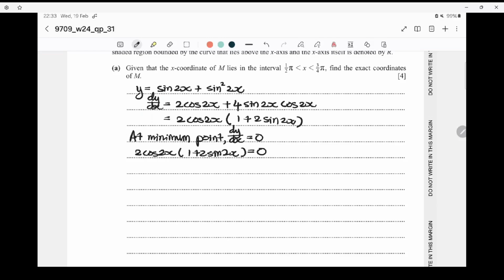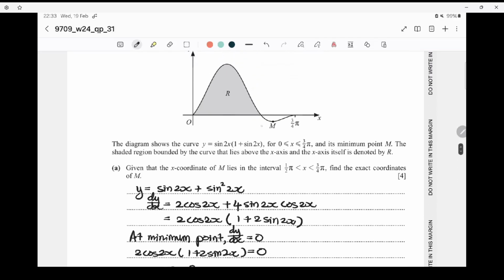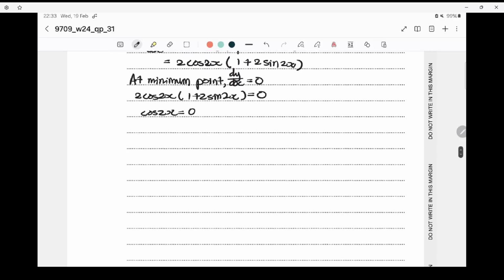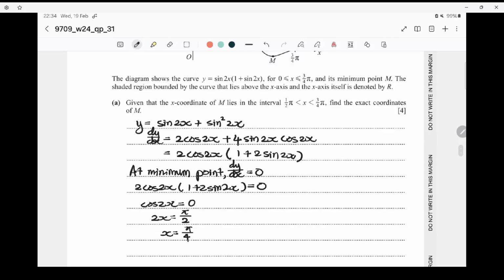So you study these 2 terms. Either cos 2x equals 0. So what are the possible solutions? Essentially, because the domain that you want to study is up to 3 pi over 4, basically for your cos 2x, the only possible solution is 2x equals pi over 2. So x will be pi over 4. So this is rejected because this is obviously far less than pi over 2.